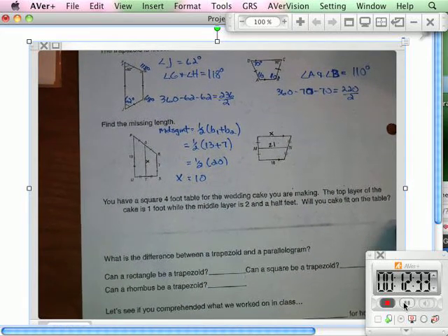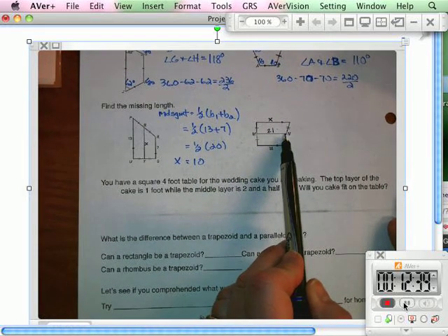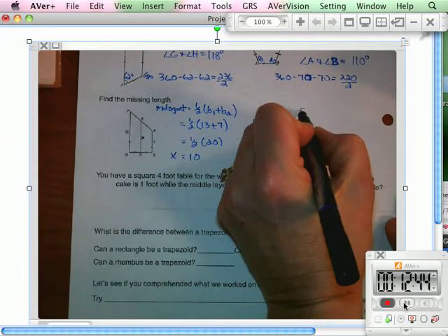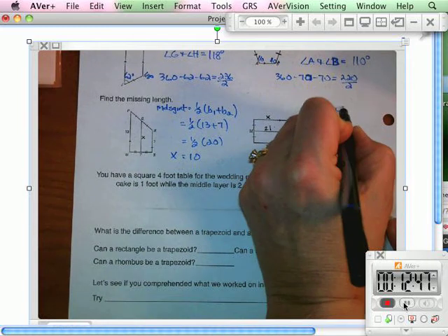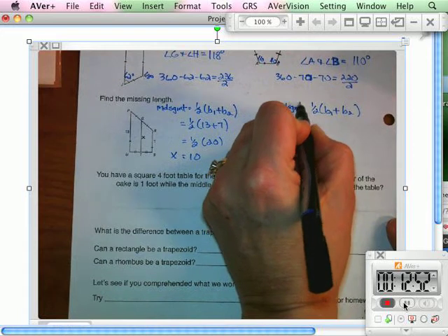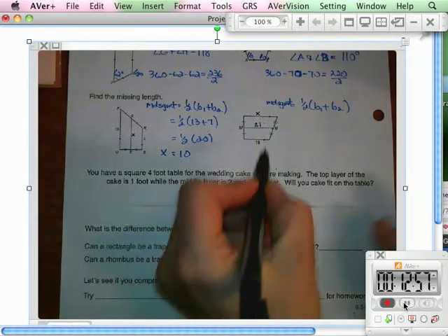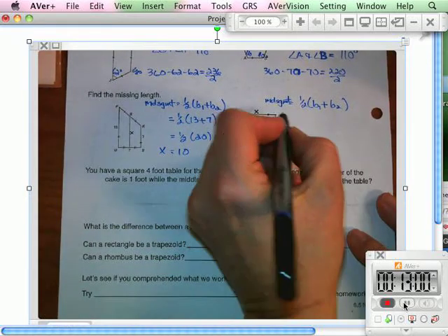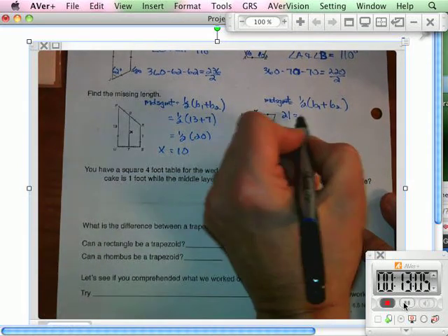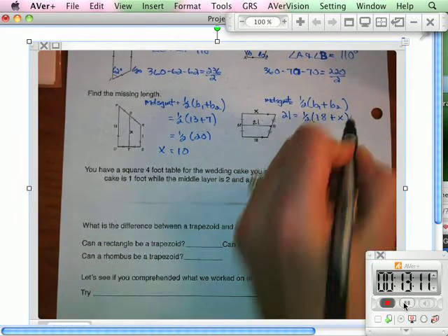Okay, so this is the same thing. However, are we looking for the mid-segment? What are we looking for? One of the bases, right? So I'm going to still use this formula. Mid-segment. Okay, but I'm going to fill in what I know. Do I know how long the mid-segment is in this? What is it? So I'm going to write 21. Replace that word with 21. 1/2. I know one of the bases is 18. I don't know the other base. So I'm filling in what I know.